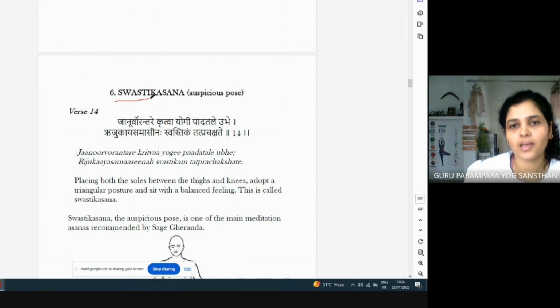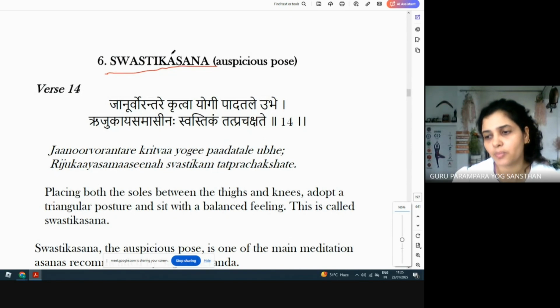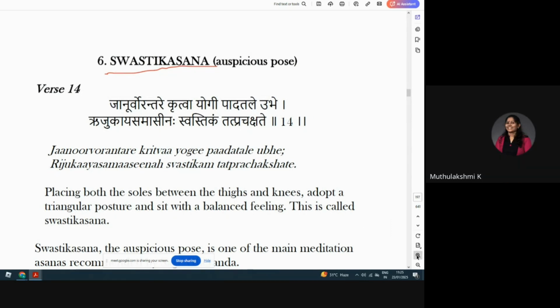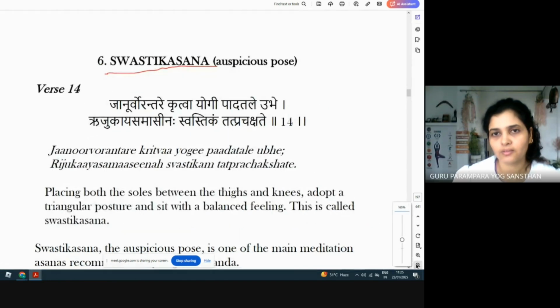Swastikasana. Can anyone tell me whether this was there in Hatha Pradipika or not? I asked you, is Swastikasana mentioned in Hatha Pradipika or not? Yes, ma'am. There it is the first asana. And the method is the same as what we do today.